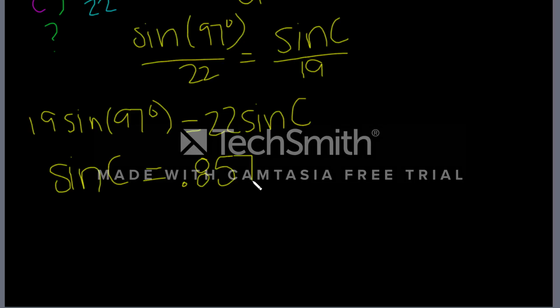So where do we go from here? We have to use the inverse sine function, okay? Which means that, I'll rewrite this here, inverse sine, you can also write it as arc sine, of 0.857 equals angle C. That's what we know.